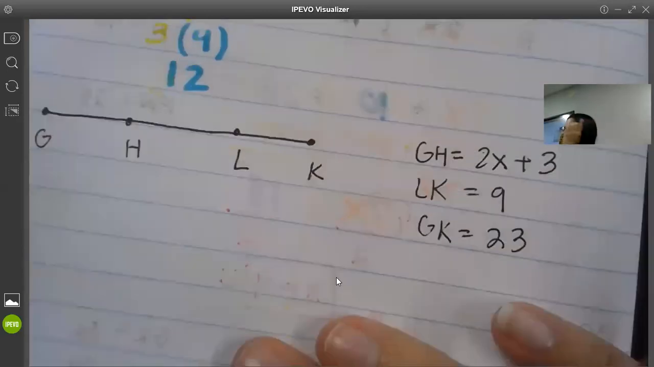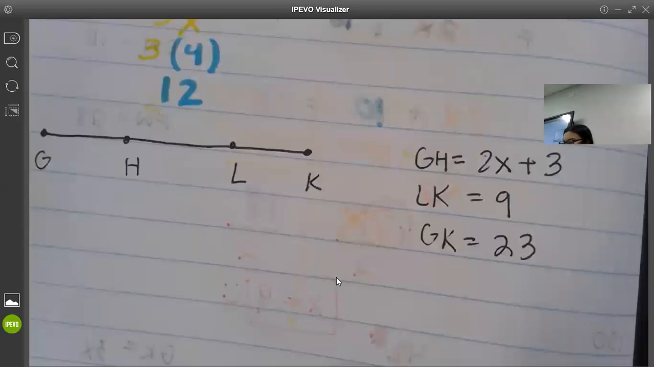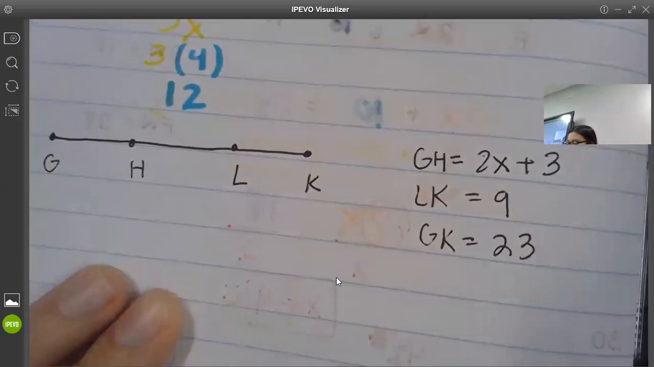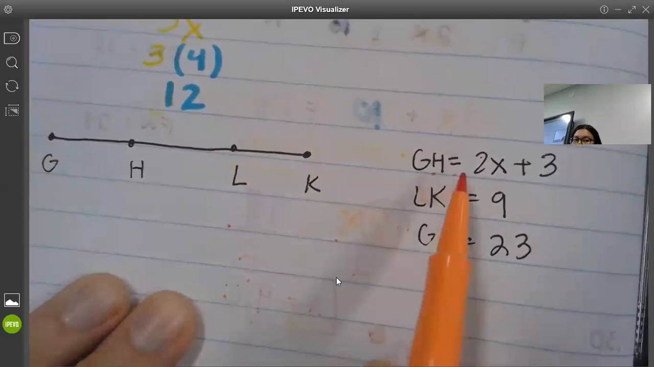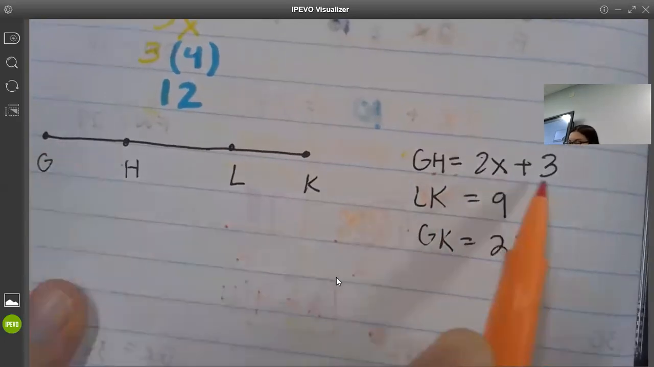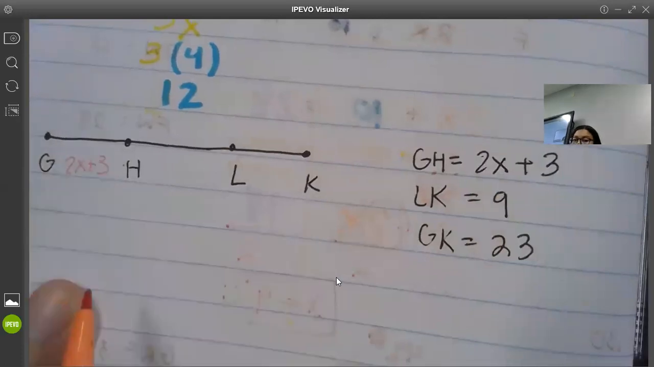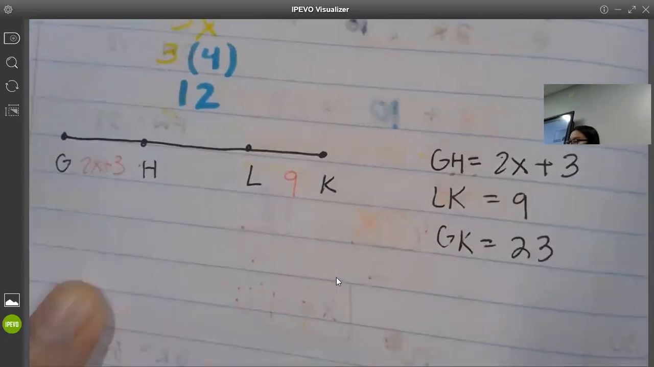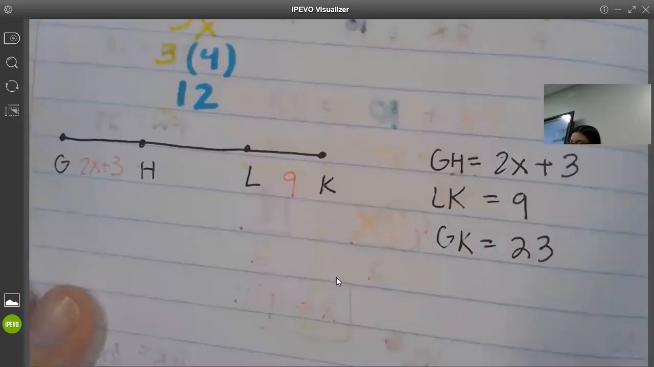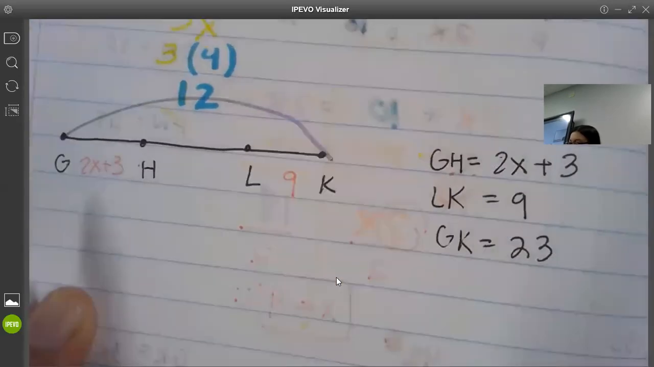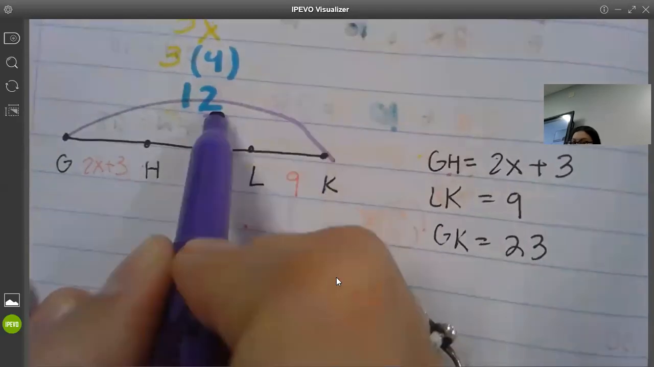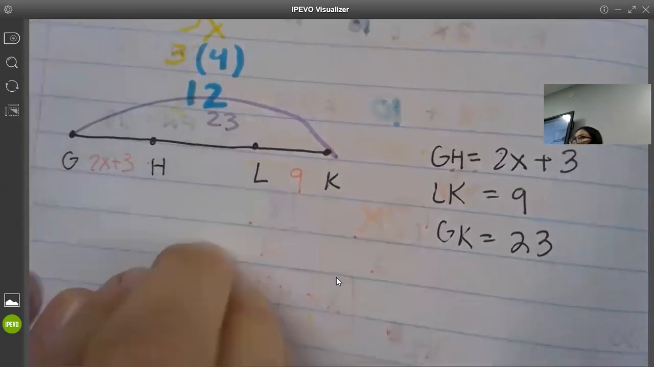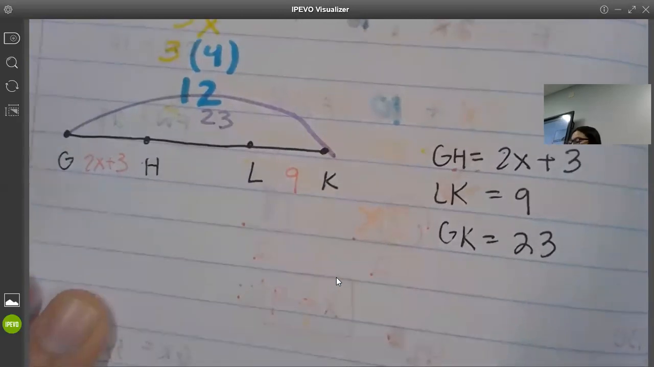Okay, so. Okay, first thing, G to H. From G to H, you're gonna put this right there, 2x plus 3. From L to K, you're gonna put the 9, good? Yeah. Now, the whole from G to K, that's 23. That's the part that some of you are missing. Now, it's not there right now. You will see it on two questions on your test. You're gonna see something like this.